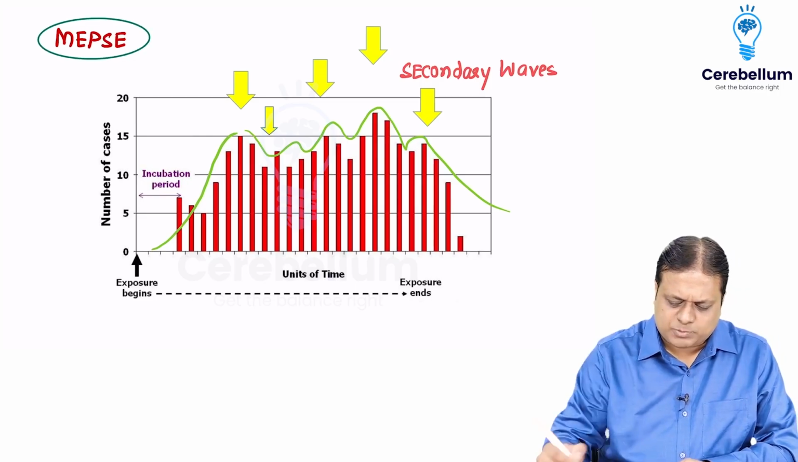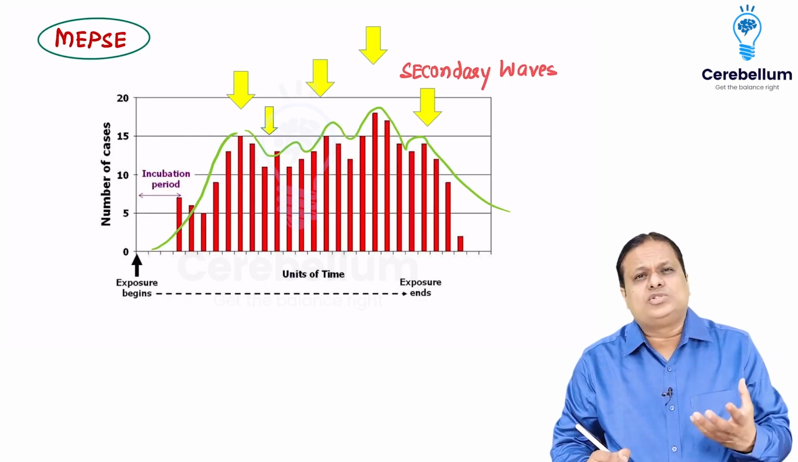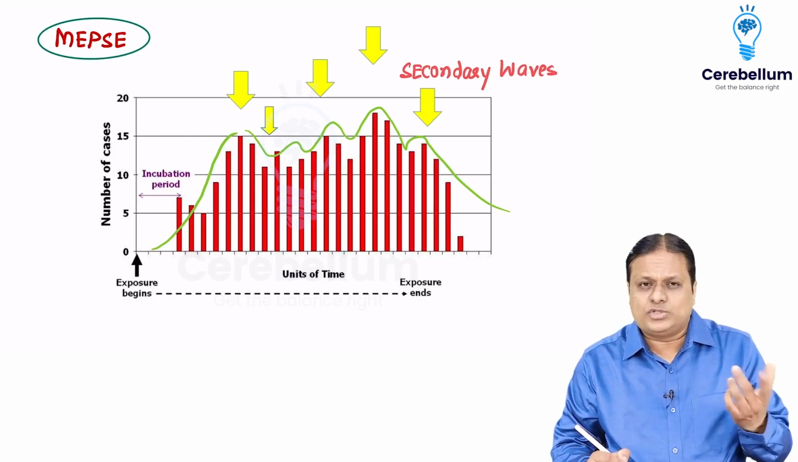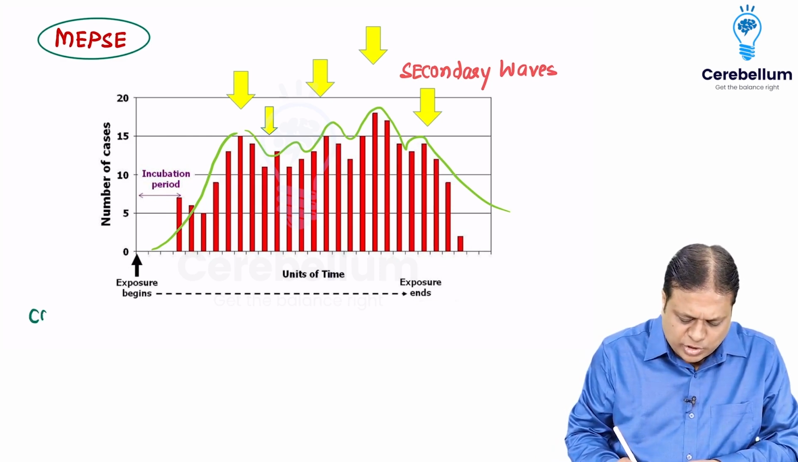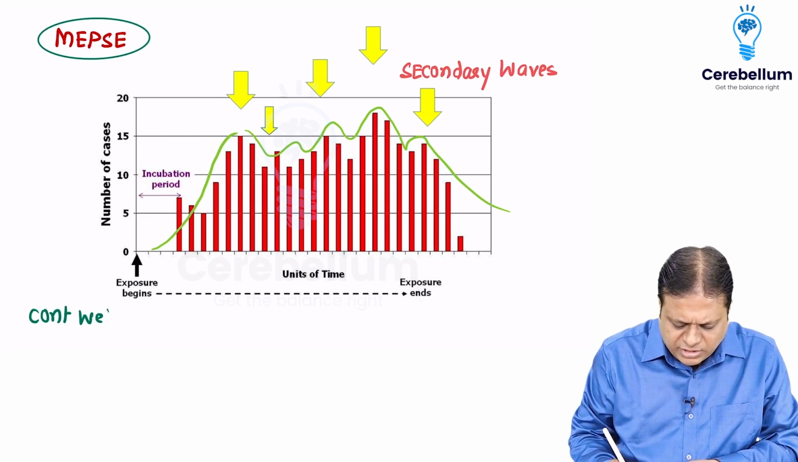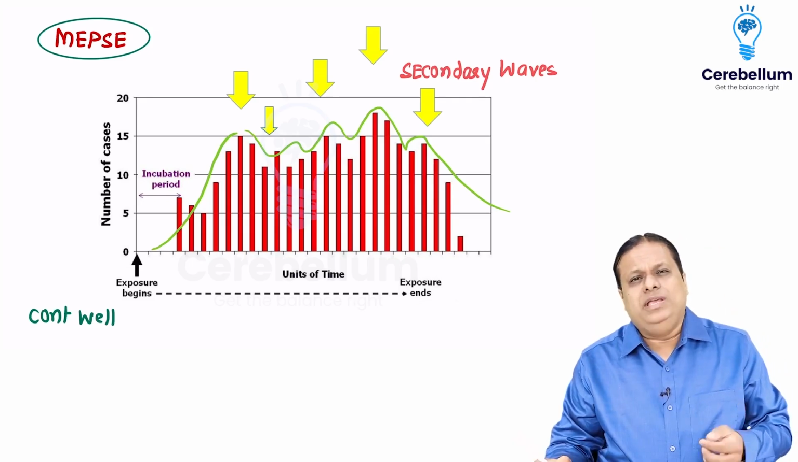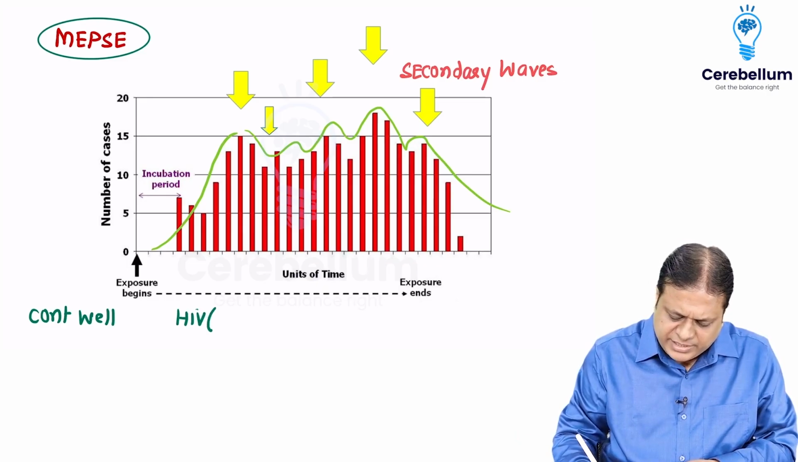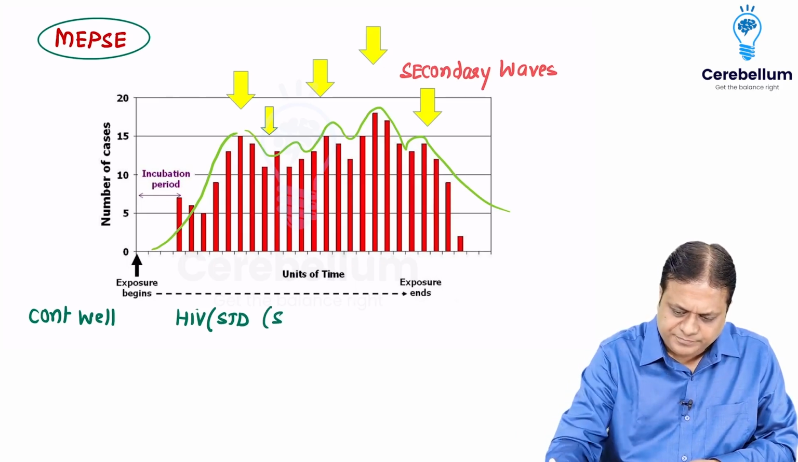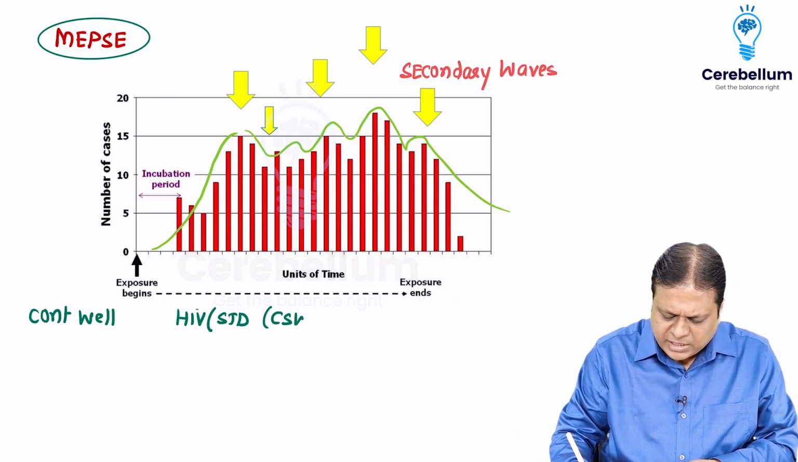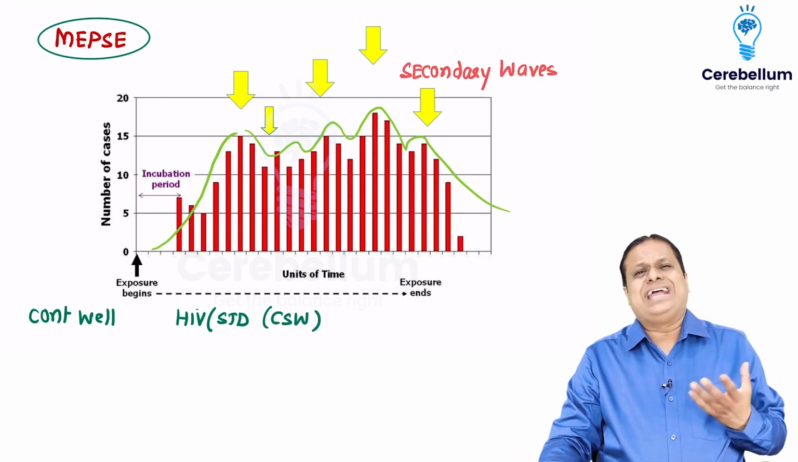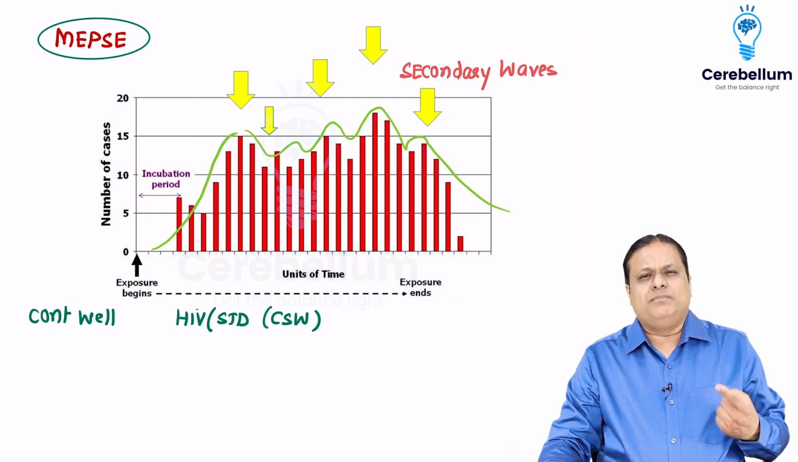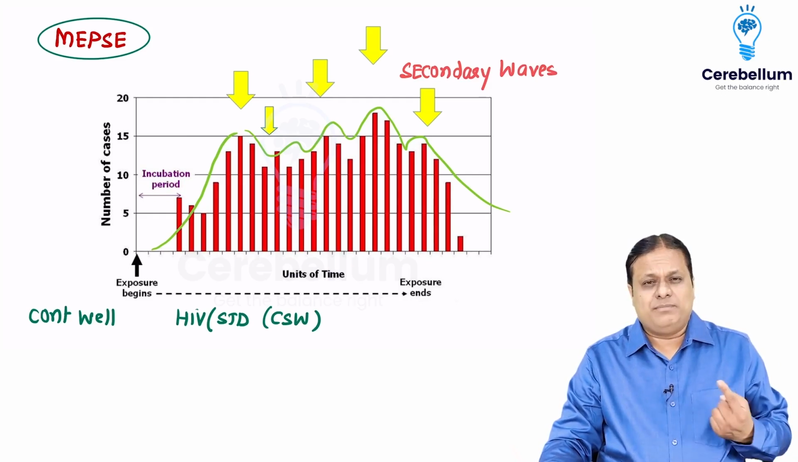So multiple exposure point source is also known as continuous or repeated exposure point source. Point source is also known as common source. So not just a contaminated well in a village. A good example could be any STD like HIV. When it is spreading through a commercial sex worker, that commercial sex worker will act as a point source, giving multiple exposure to the same client community again and again.